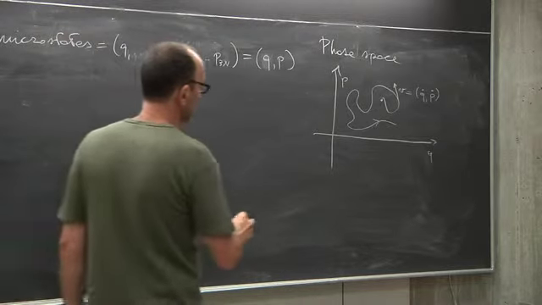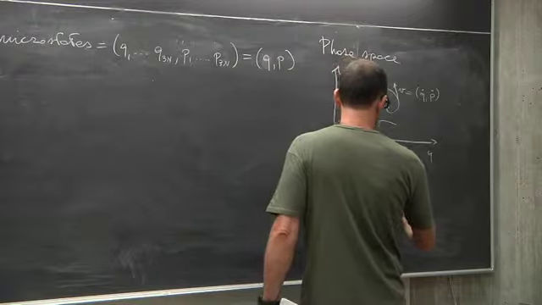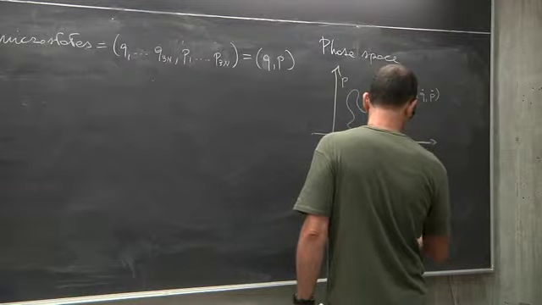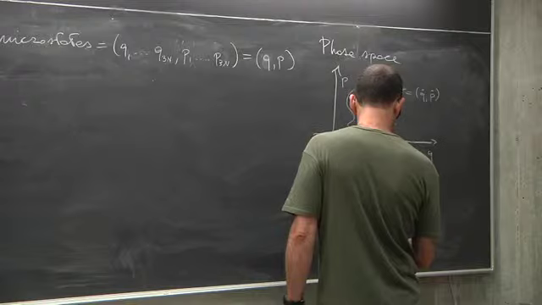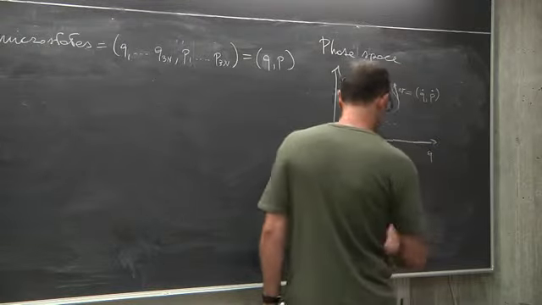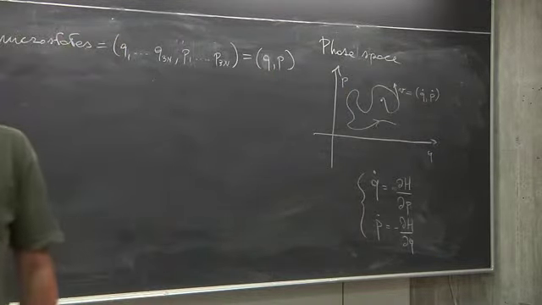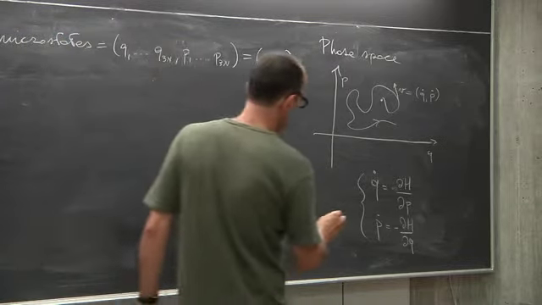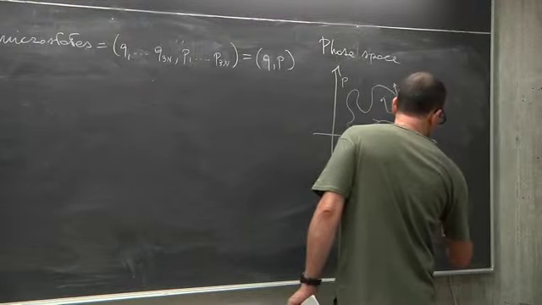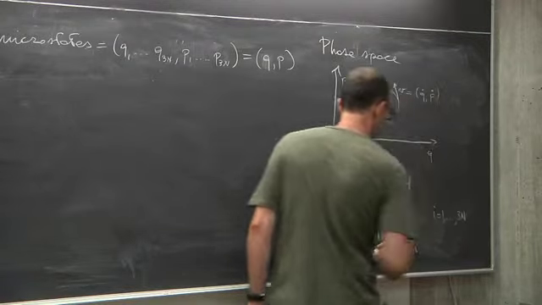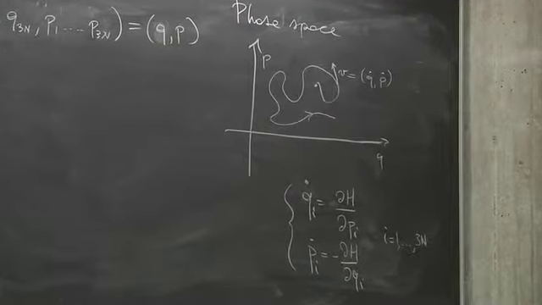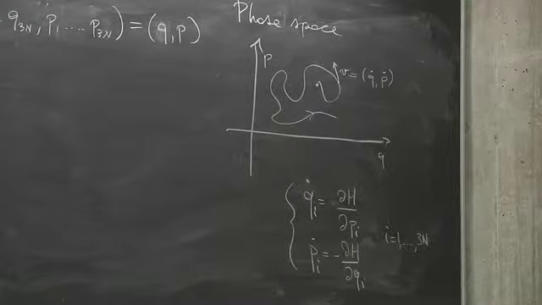And what are those two things? Q dot is dH/dP, and P dot is minus dH/dQ. So the velocity in phase space is given by these, and this is true for each of the coordinates. So this gives you the dynamics of the system.